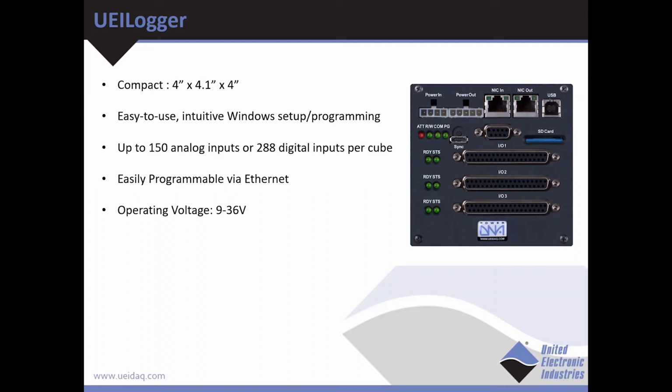It's very easy to use. We have an intuitive Windows setup configuration application that you can use to configure the cubes and the I/O channels themselves. It also has a high channel density. For example, in this particular cube, you can pack up to 150 analog inputs or around 288 digital inputs on just a 3-slot cube. These devices are easily programmable via Ethernet. Another advantage for automotive applications is that the operating voltage of these devices is between 9 and 36 volts DC.